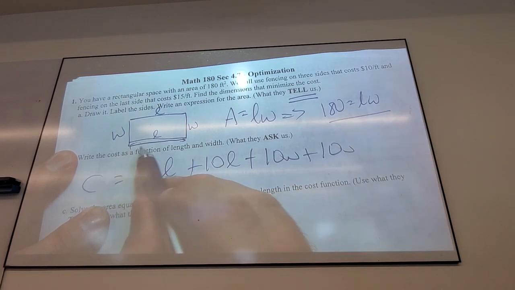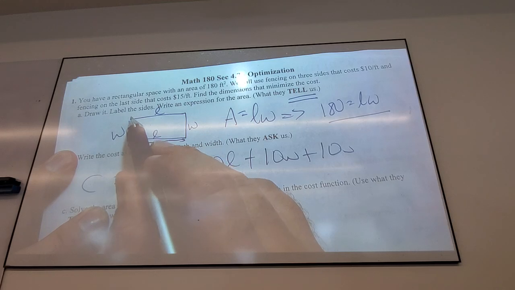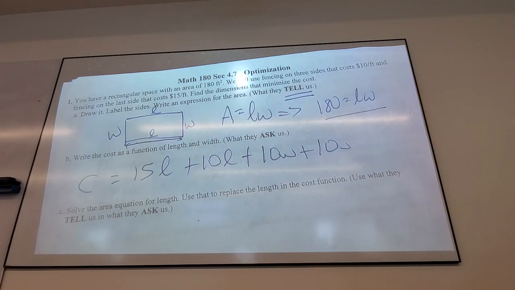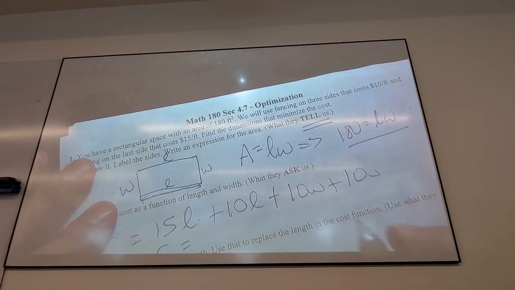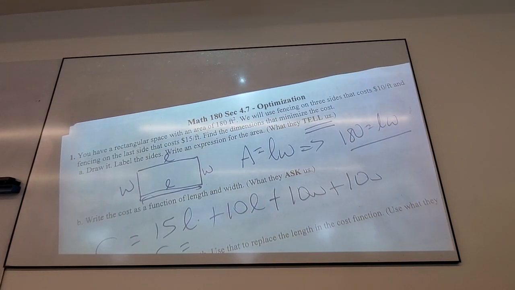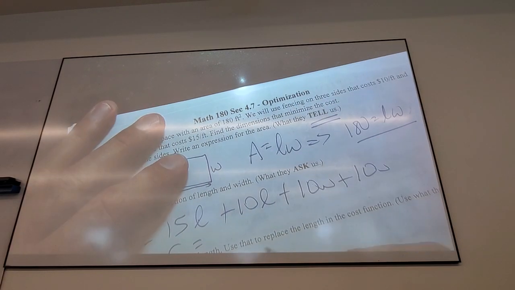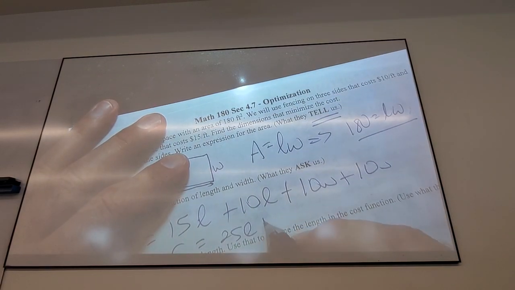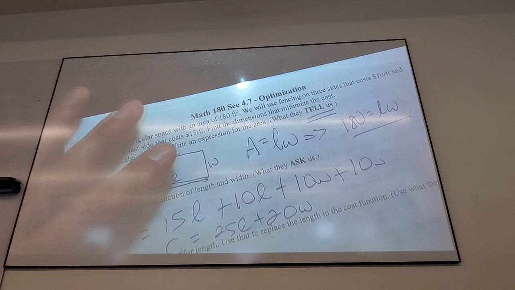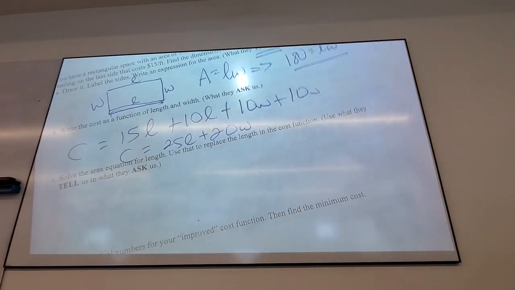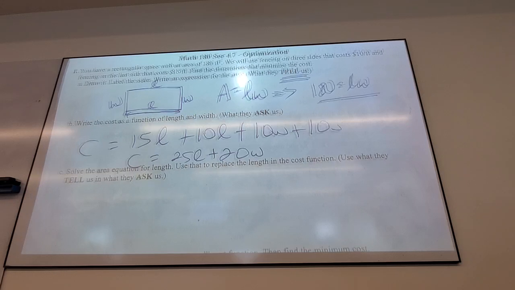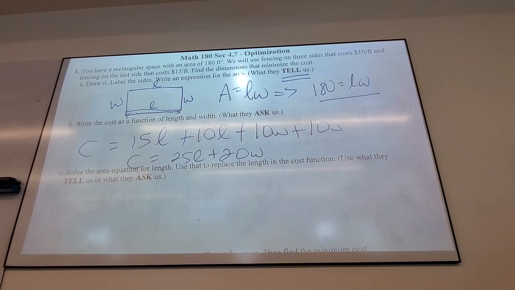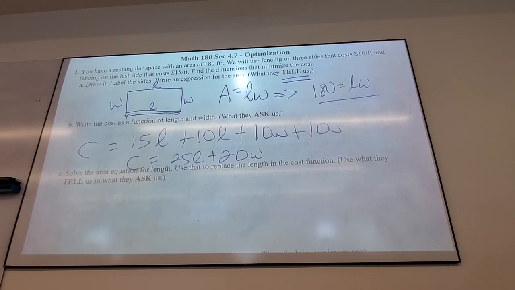So the other sides are 10 per foot, 10 per foot, 10 per foot. You just do 20W? So totally, my cost function is, because before I do calculus, what do I do? Good. So I have 25L plus 20W. I want to be able to take derivatives. I don't like the fact that there are so many variables.